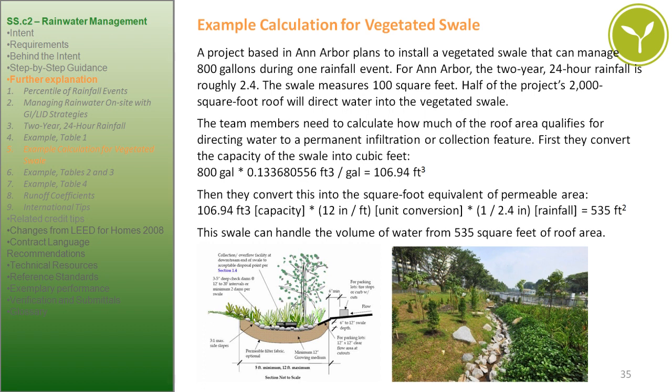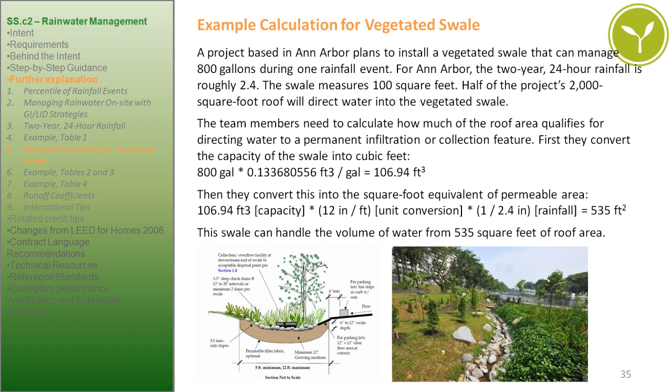800 gallons multiplied by 0.13368055 cubic feet per gallon is equal to 106.94 cubic feet. Then they convert this into the square foot equivalent of permeable area.